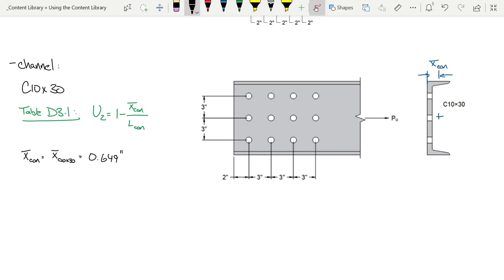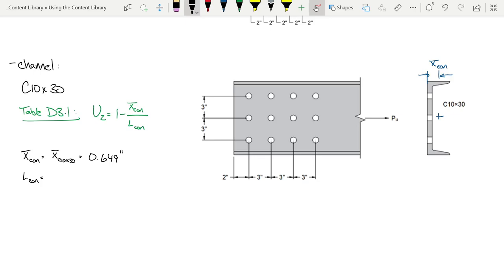Now, somebody help me out. What is L connection? What is the length of the connection? It's 11 inches, right? That's right. It's not 11 inches. It's 9 inches. How do we define the connection length? Remind me. From end bolt to end bolt. So from this line of bolts to this line of bolts.